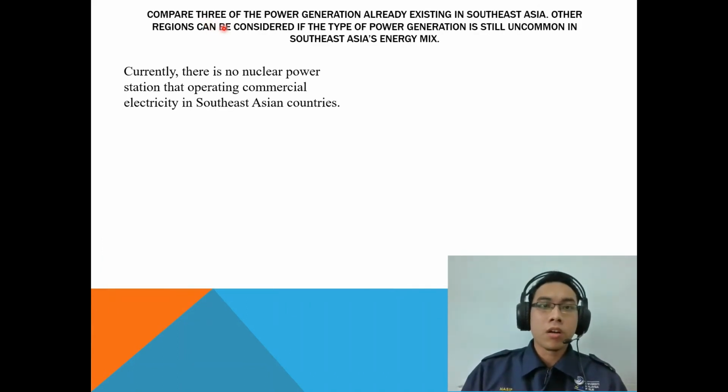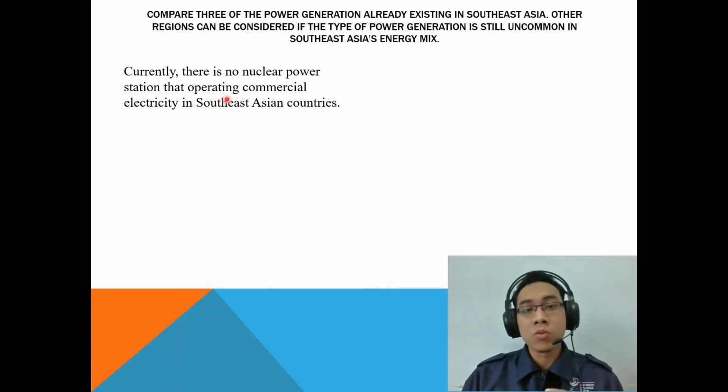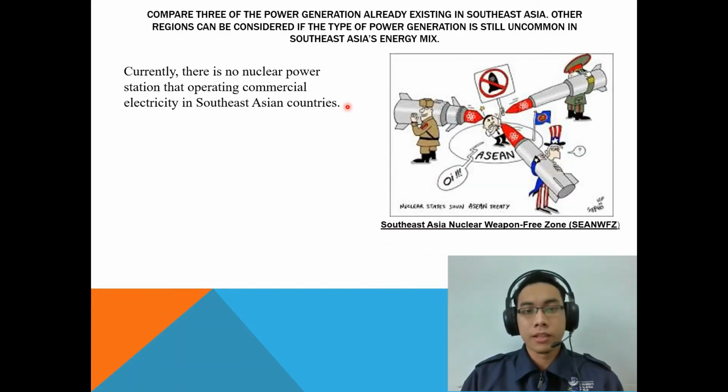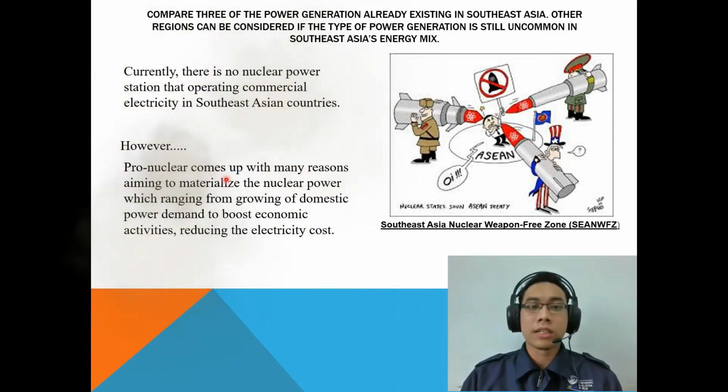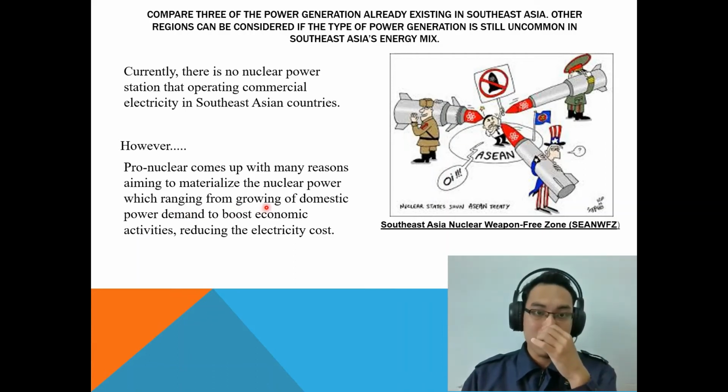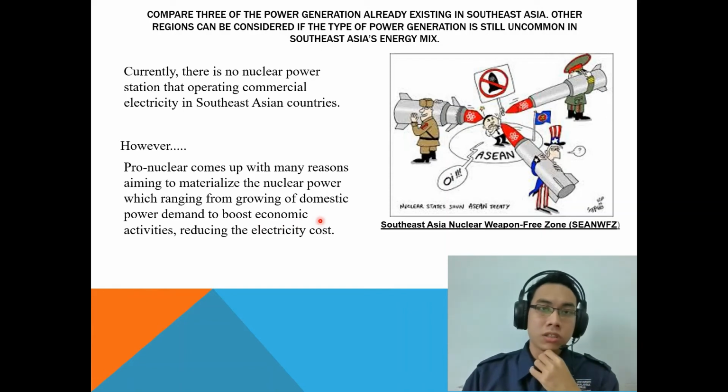Okay, comparing the three types of power generation already existing in Southeast Asia. Currently there is no nuclear power station operating commercially for electricity in any Southeast Asian country. So this is the Southeast Asian nuclear weapon free zone. However, pro-nuclear groups come up with many reasons aiming to promote nuclear power, ranging from growing domestic power demand to boosting economic activity and reducing electricity cost.